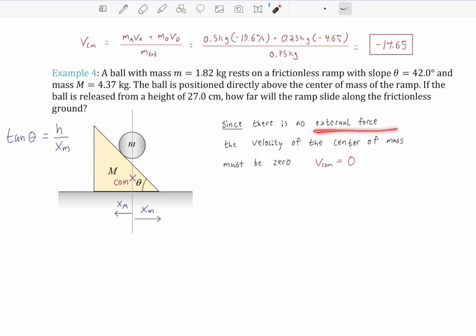Since there is no external force, very much a momentum idea, the velocity of the center of mass of the system must be 0. V com equals 0. That's true any time there's no external force. And there is no external force in the system. All the forces are internal.